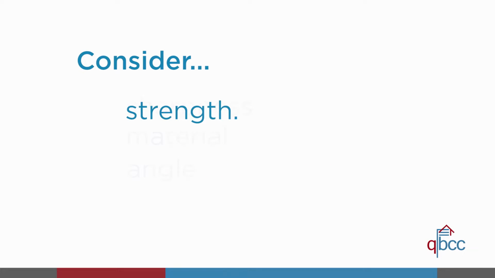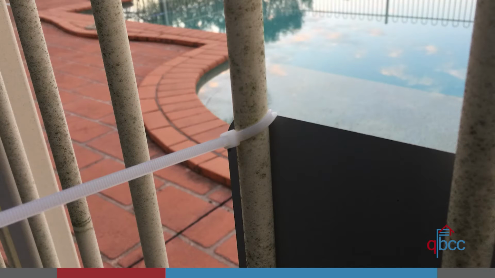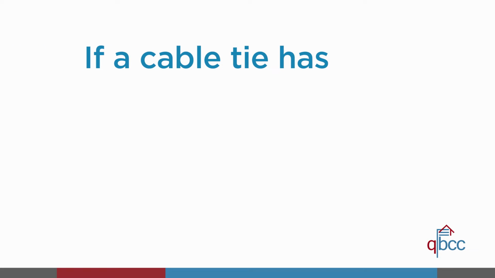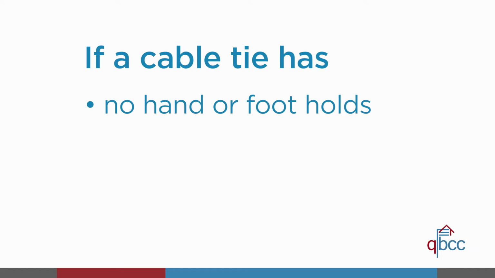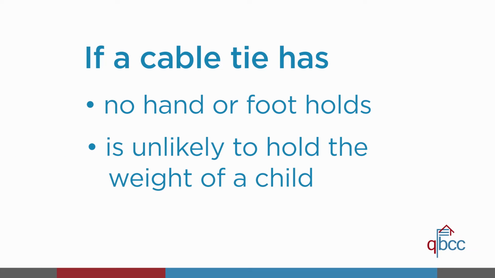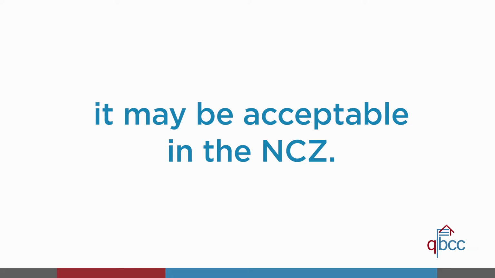When considering the strength of an object, you would be thinking about whether it could hold the weight of a child. To illustrate, the guideline gives the example of a cable tie used to secure a CPR sign to the barrier. Where the tie is secured firmly against the barrier with no loops that could be a hand or foothold, and it is unlikely a short length of cable tie would hold the weight of a child, it may be reasonable to accept the tie in the non-climbable zone.